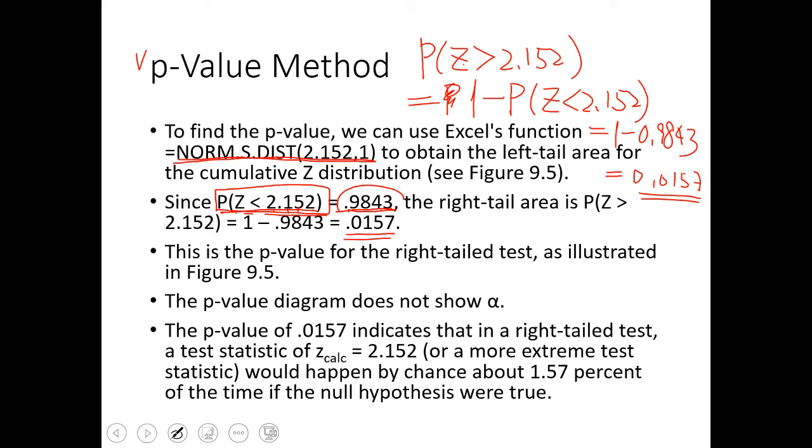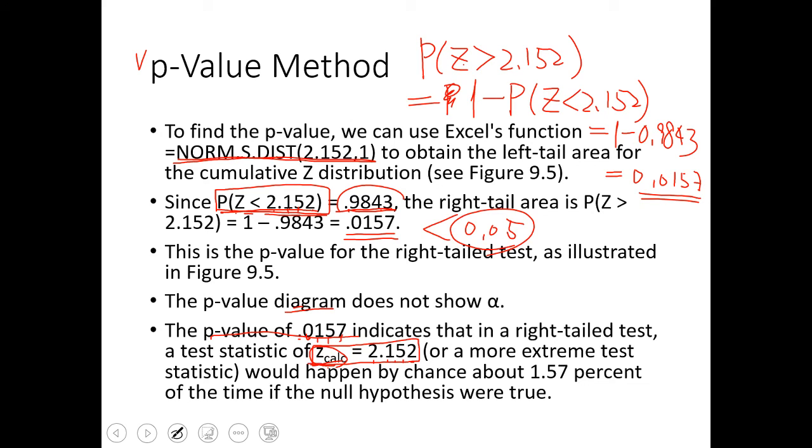Okay? So this number is less than 0.05, so we reject the null hypothesis. Okay? So the p-value is 0.0157. That means the event that our test statistic is greater than or equal to 2.152.